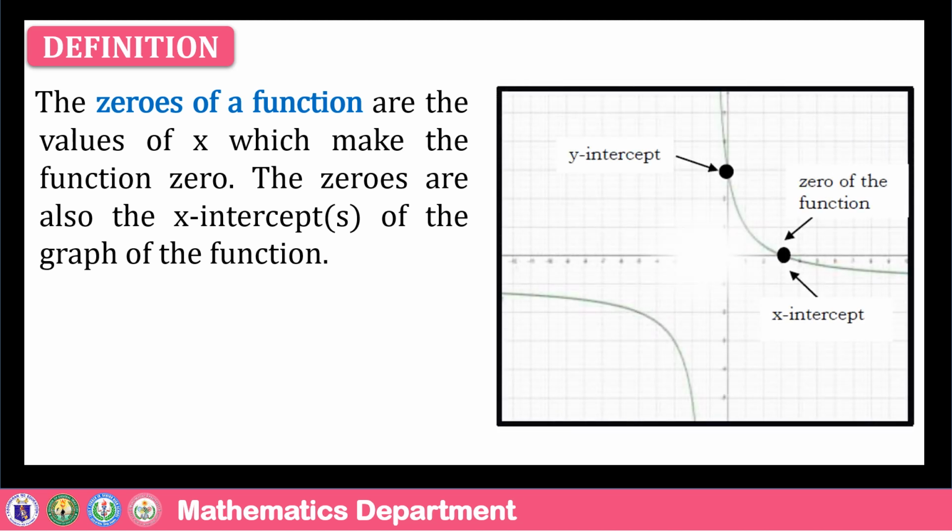So, halimbawa, kung meron tayong graph dito, so yung mga points na nakikita natin dito na kung saan dumaan yung ating graph sa ating x-axis, in particular, itong point na ito yung tinatawag na x-intercept. At the same time, nandito din yung zero ng ating function. At yung point naman na ito na kung saan dumaan yung ating graph sa ating y-axis, ito naman yung tinatawag natin na y-intercept.